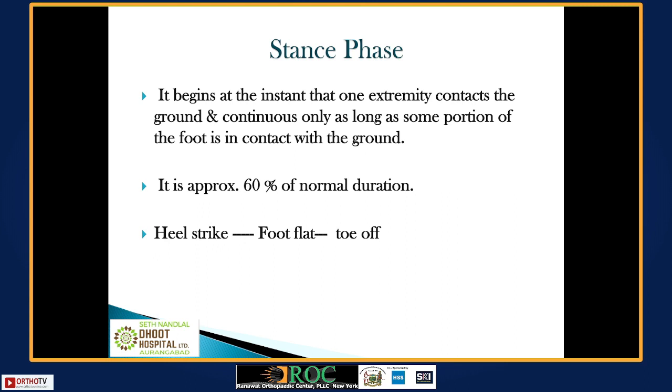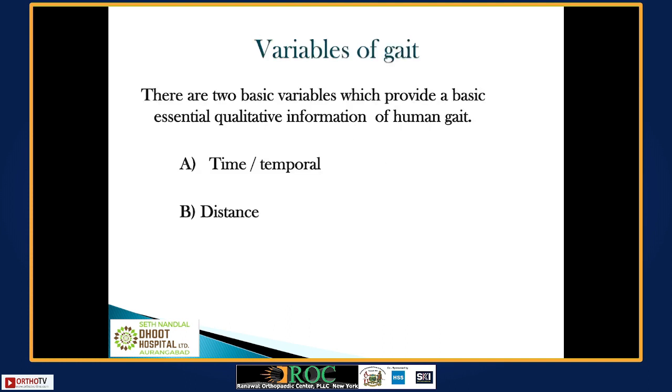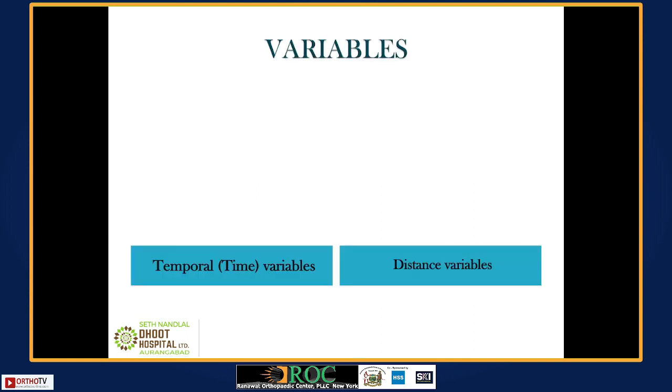review of the gait. We all know that gait is basically divided into two phases: stance phase and the swing phase. And we all are aware of all the stages of stance phase and swing phase. Apart from that, there are some variables of the gait. Basically, they are time oriented and distance oriented, which will give you some qualitative information.